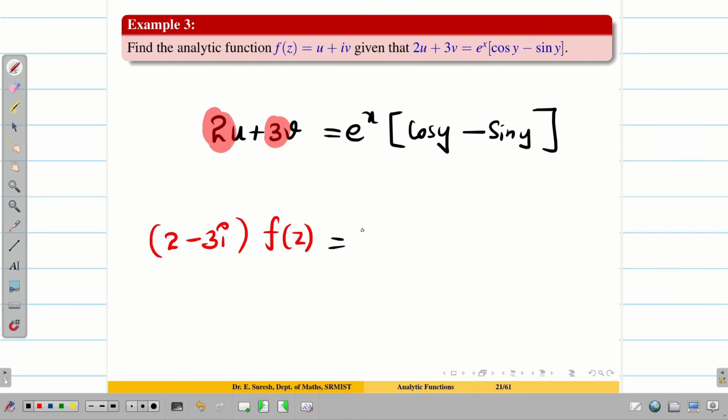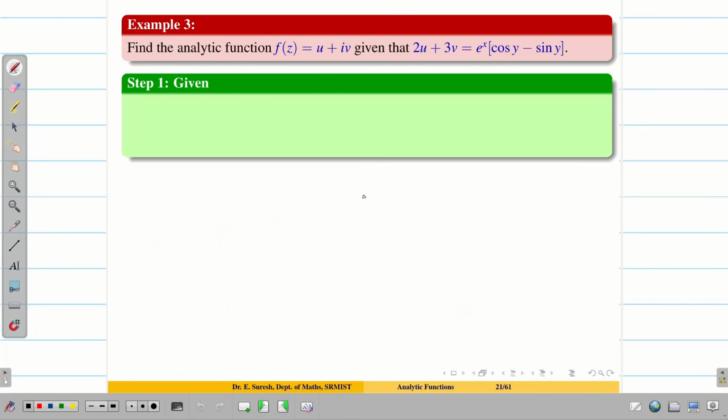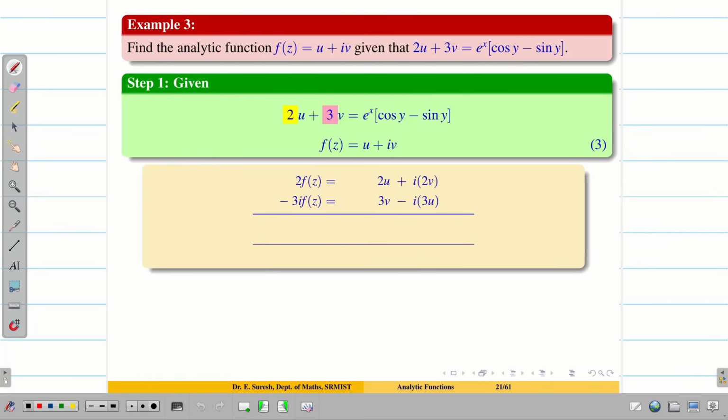And then when you do this technique, always my question will be the real part. So I will write 2u plus 3v as usual, and then I have to interchange u and v. Constants remain the same. So 2v, 3u. Here I have a positive sign, so I have to make this negative. Done. And we are going to assume this as capital F of z is equal to capital U plus i into capital V. You can see the procedure.